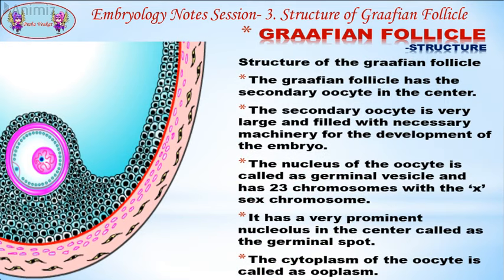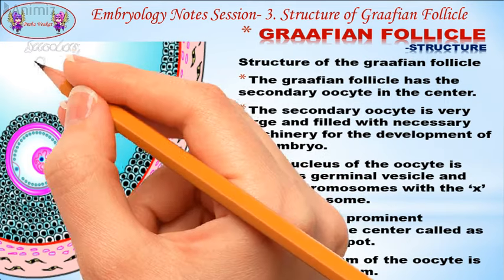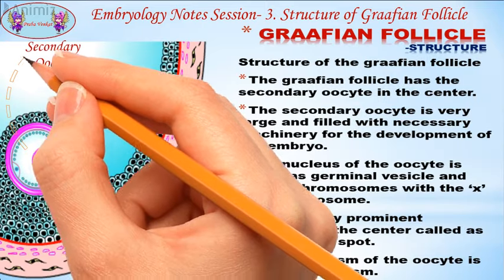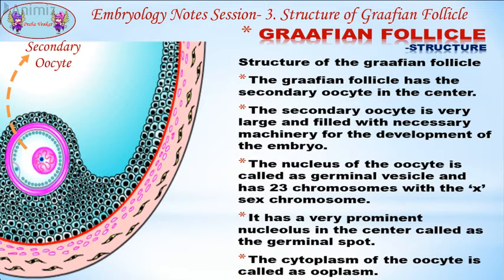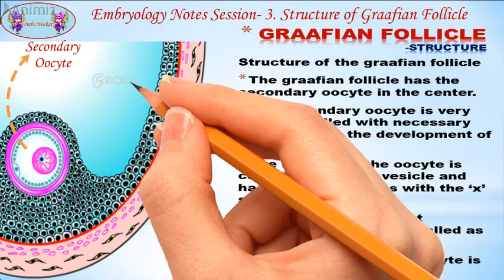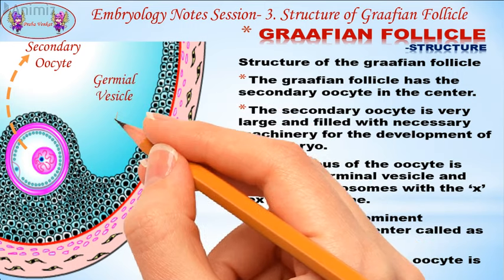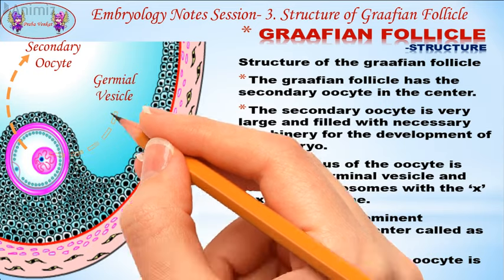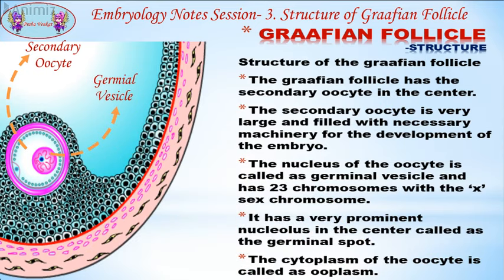Let's see the structure of the Graafian follicle. The Graafian follicle has the secondary oocyte in the center. The secondary oocyte is very large and filled with necessary machinery for the development of the embryo. The nucleus of the oocyte is called the germinal vesicle and has 23 chromosomes with the X sex chromosome.